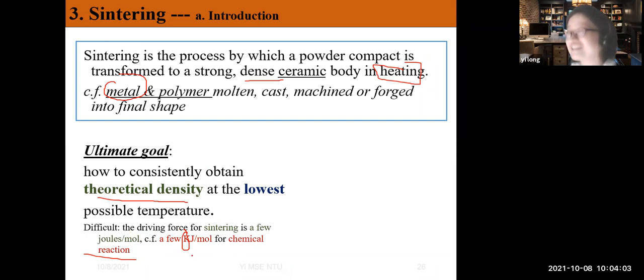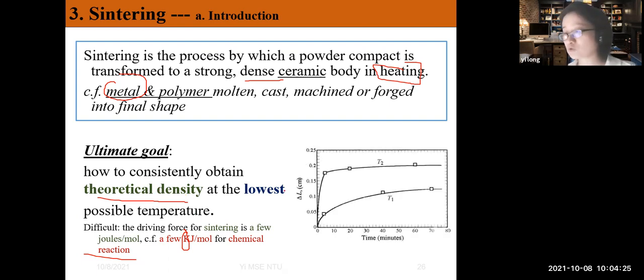You have already seen that you can even use very simple ball milling and sintering to get Nobel Prize winning ceramics. Okay, so let's start. The ultimate goal is how to consistently obtain ceramic density, which means the higher the density the better. 100% is the best, but the temperature cannot be too high, so the lowest possible temperatures.